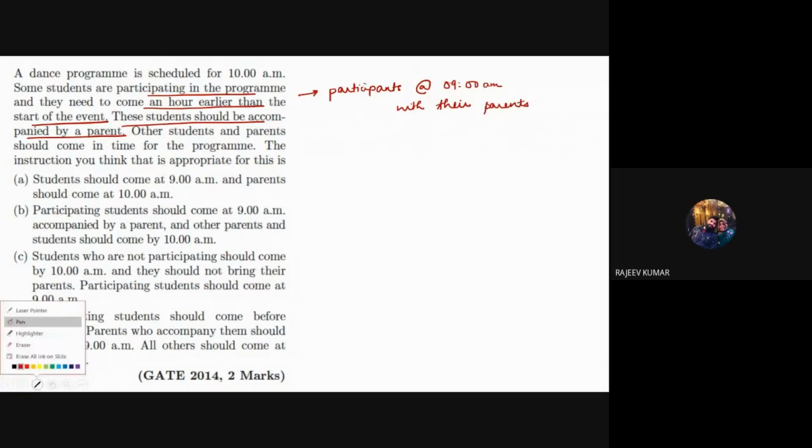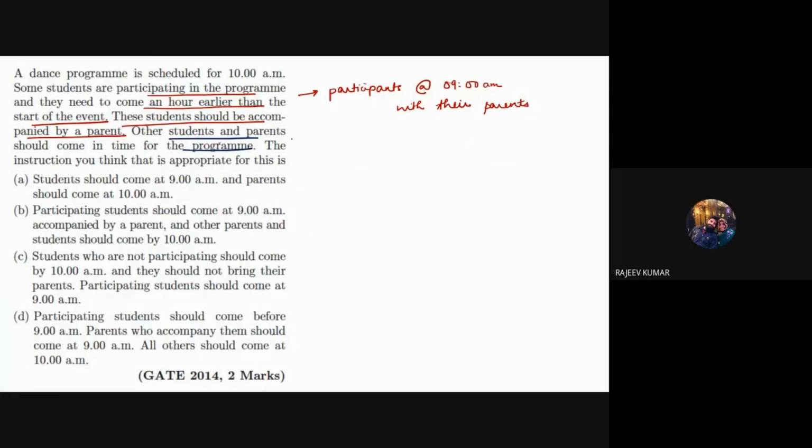Yeah, that's correct. So the dance program is scheduled at 10 a.m. Some students are participating in the program and they need to come an hour earlier. So from here, what I can deduce is they had to come an hour earlier than the start of the event. Further, these students should be accompanied by parents. So participants, at an hour earlier, means 9 a.m. with their parents. The first conclusion. The second conclusion is other students and parents should come in time of the program.